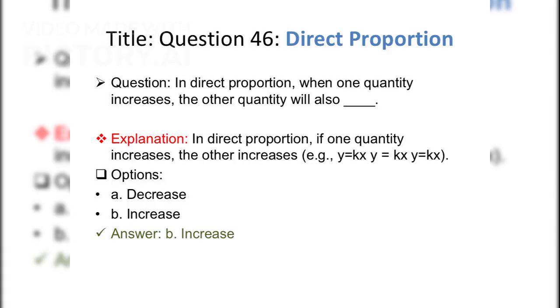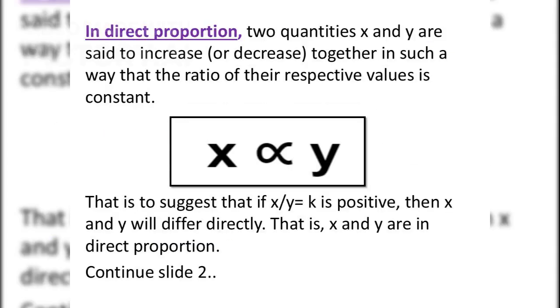In direct proportion, when one quantity increases, the other quantity will also increase. This relationship is represented by the equation y equals kx. Two quantities are in direct proportion if they increase or decrease together in such a way that their ratio remains constant.